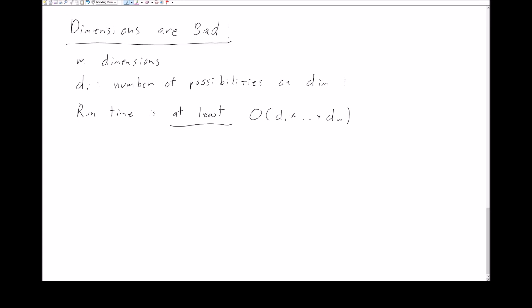To see why, suppose that we have m dimensions. For dimension i, suppose that there's d_i possible values that dimension can take, d_i discrete values. Then the running time of our dynamic program is going to be the multiplication of all these values from 1 to m. This can potentially be a huge number, and so our running time can potentially grow very large. In general, if we have a dynamic program with a smaller dimension, we prefer it to a dynamic program with a higher dimension.